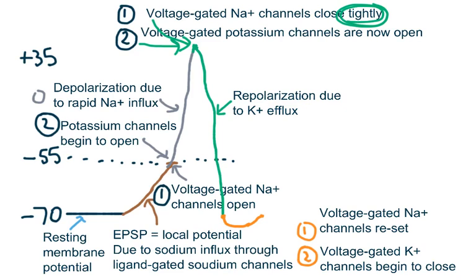This particular portion right here is known as the hyperpolarization phase of an action potential. And that hyperpolarization is due to potassium efflux through those voltage-gated potassium channels that were still closing because they were slow to close. And then eventually it makes it back up to resting membrane potential at -70 again. Okay? And then everything is reset. So here it is again at -70.